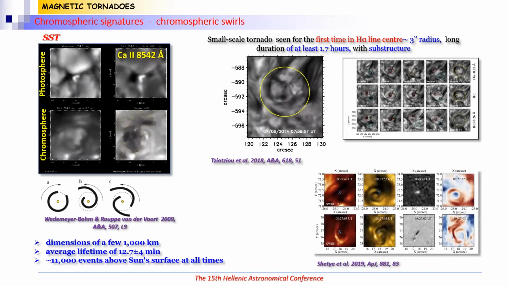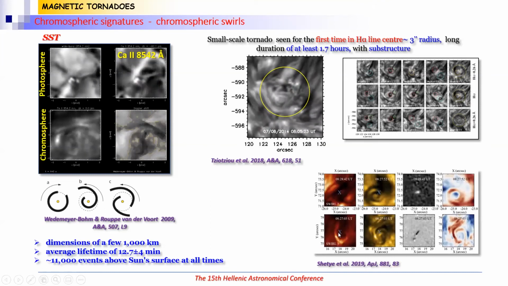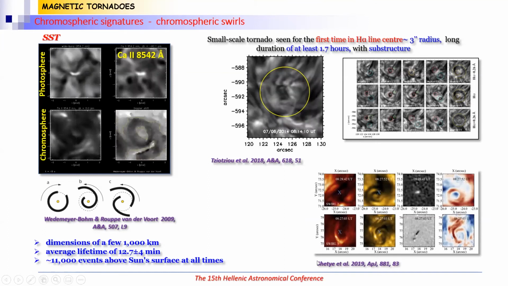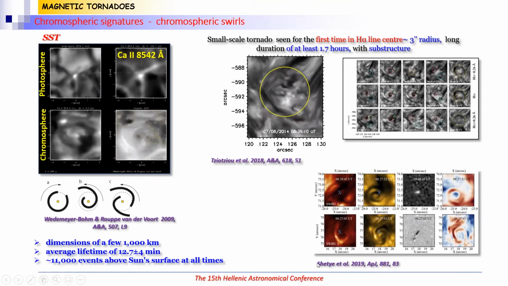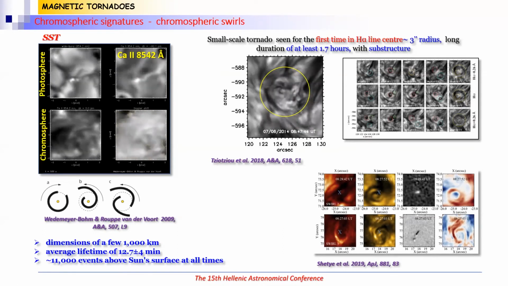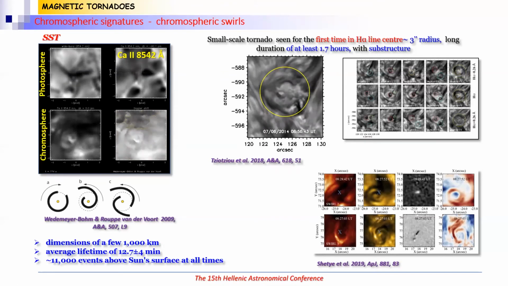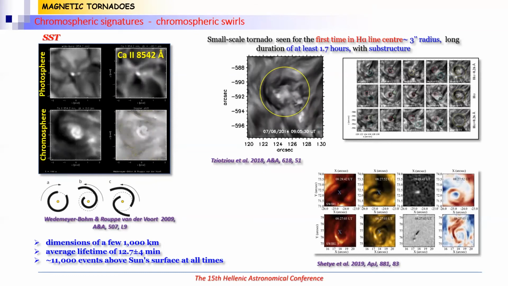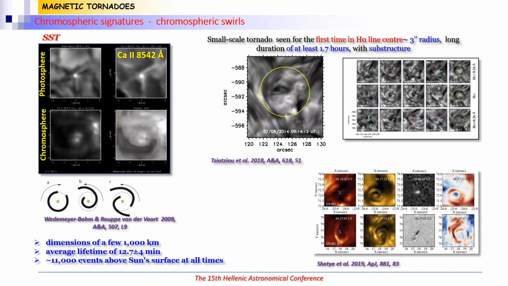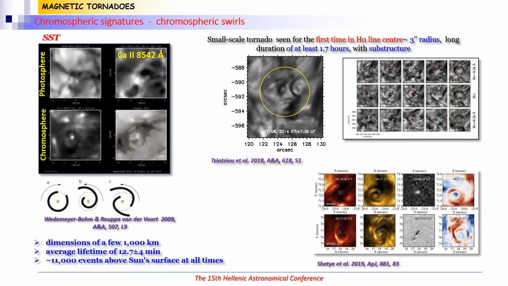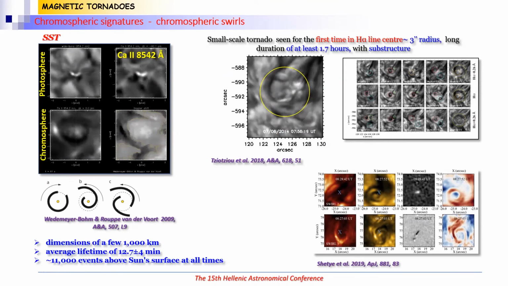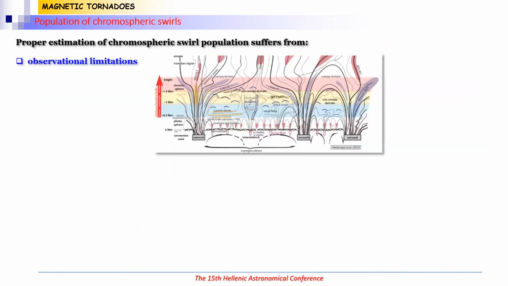Later on, H-alpha magnetic tornadoes were also verified by a paper by Sethi et al. some six months later, basically. So now people started observing chromospheric swirls also in this very complex and very abundant line like the hydrogen line on the solar surface.